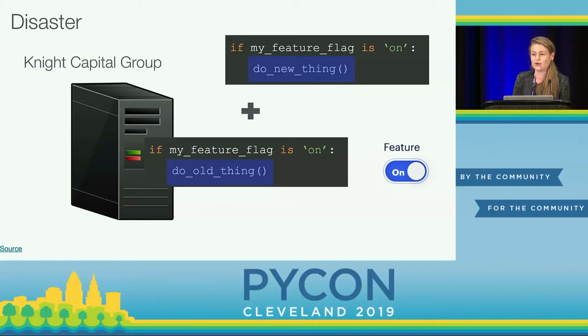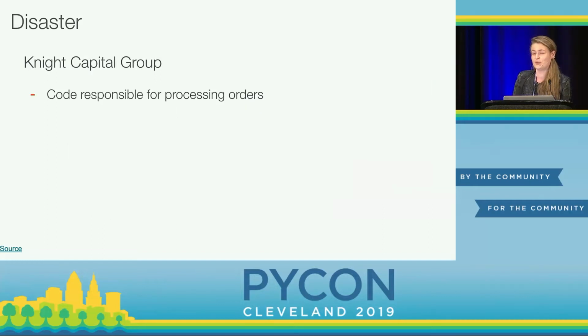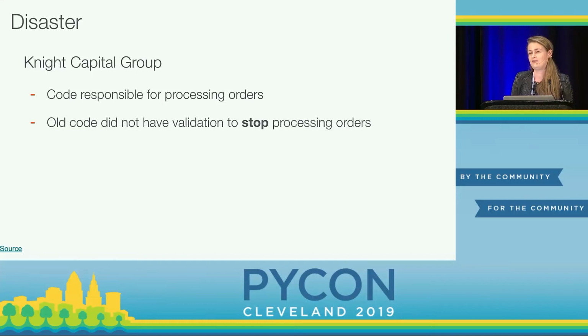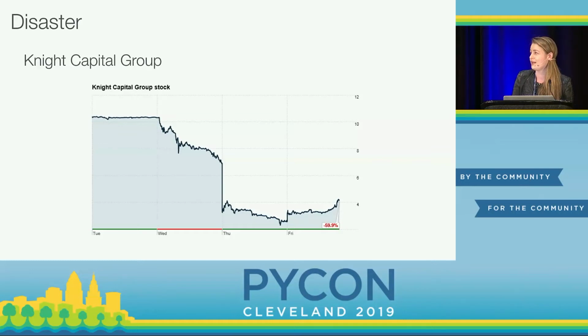This is 8-year-old code. What does that code actually do? Turns out it's responsible for processing orders. So they are a trading company. It's responsible for getting orders as a parent and just sending out child orders. It did not have the validation to stop processing orders. So for 45 minutes, it was nonstop processing orders, ending up realizing a $460 million loss in 45 minutes. If you want a nice visual of what that looks like, this is the stock over the course of those days. Yeah, so it can actually end up being pretty bad.